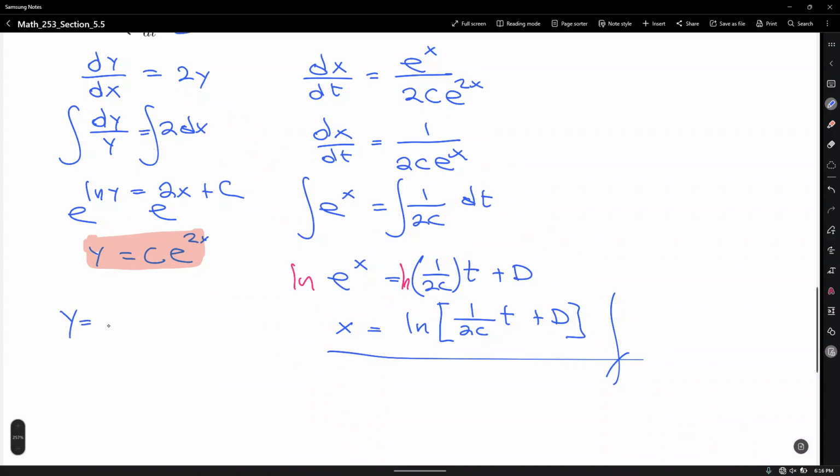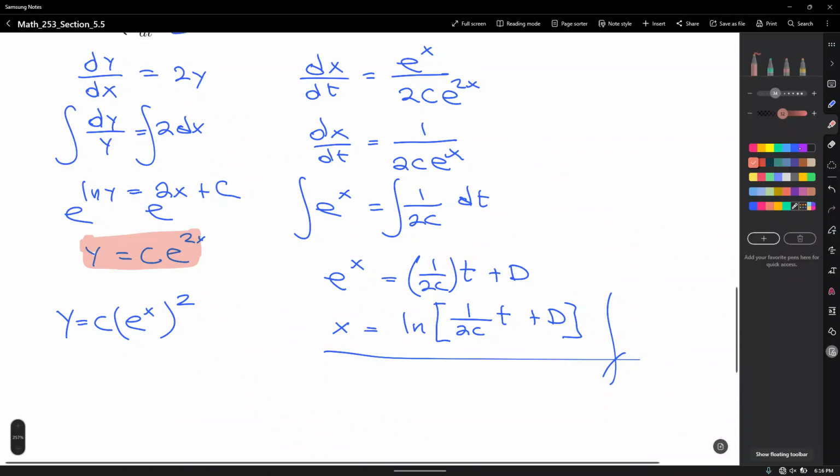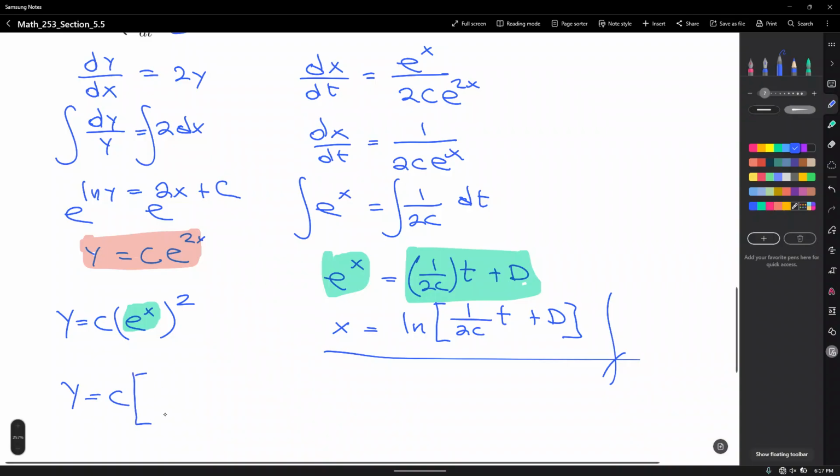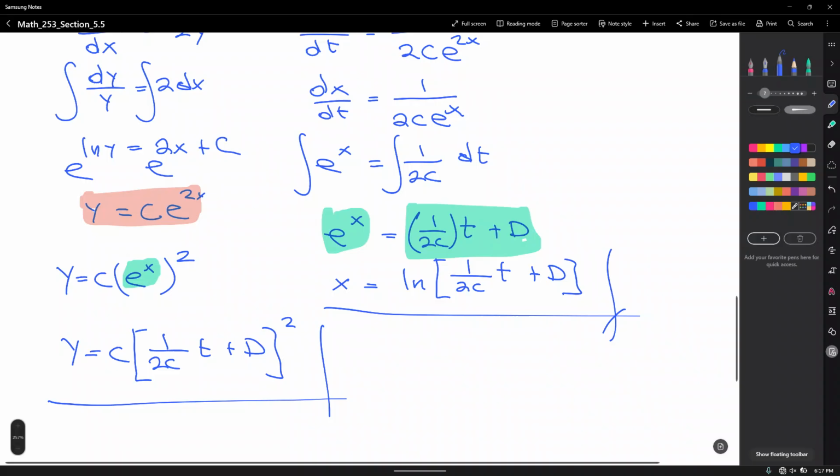Y equals c times... Do you guys agree that e to the 2x is the same as saying e to the x raised to the second power? Let me get rid of the ln's for a second here. e to the x equals this madness here. Just go back and substitute there. That's it. So y equals c times 1 over 2c t plus d, quantity squared. And that's it.